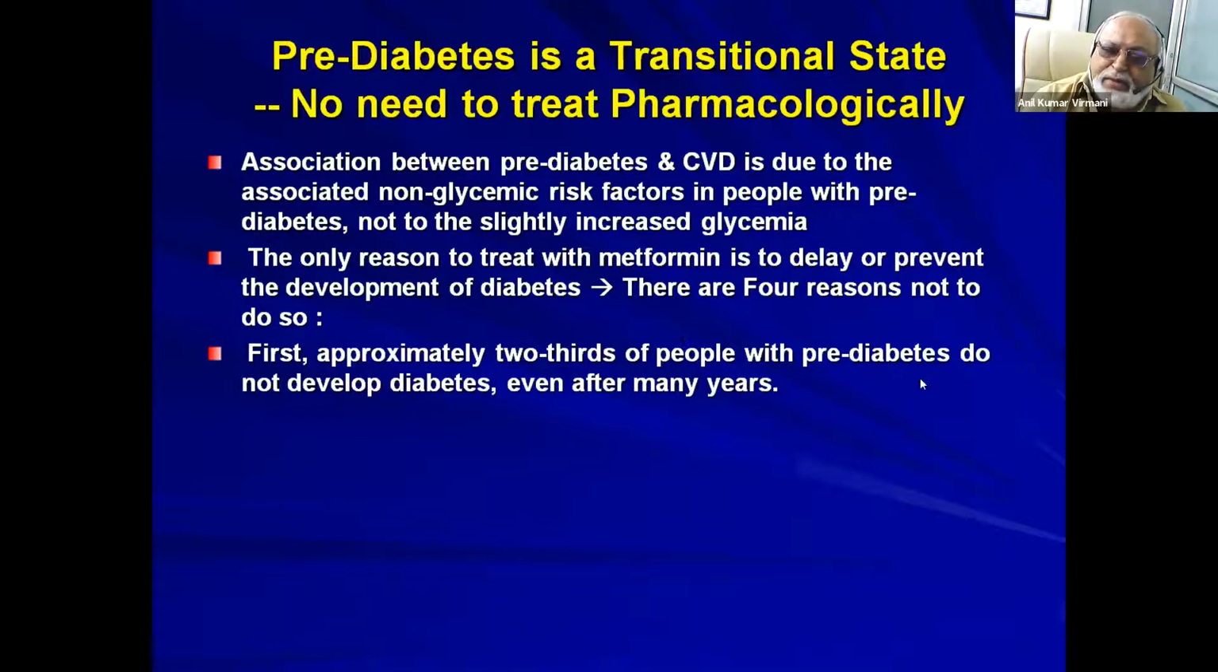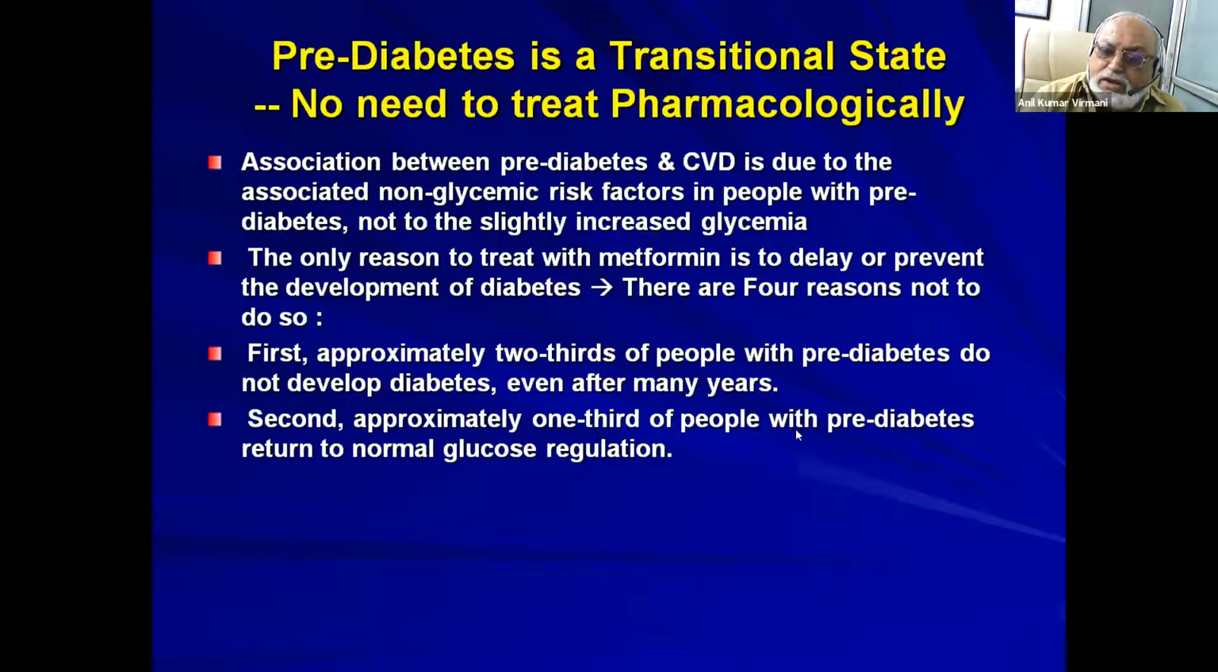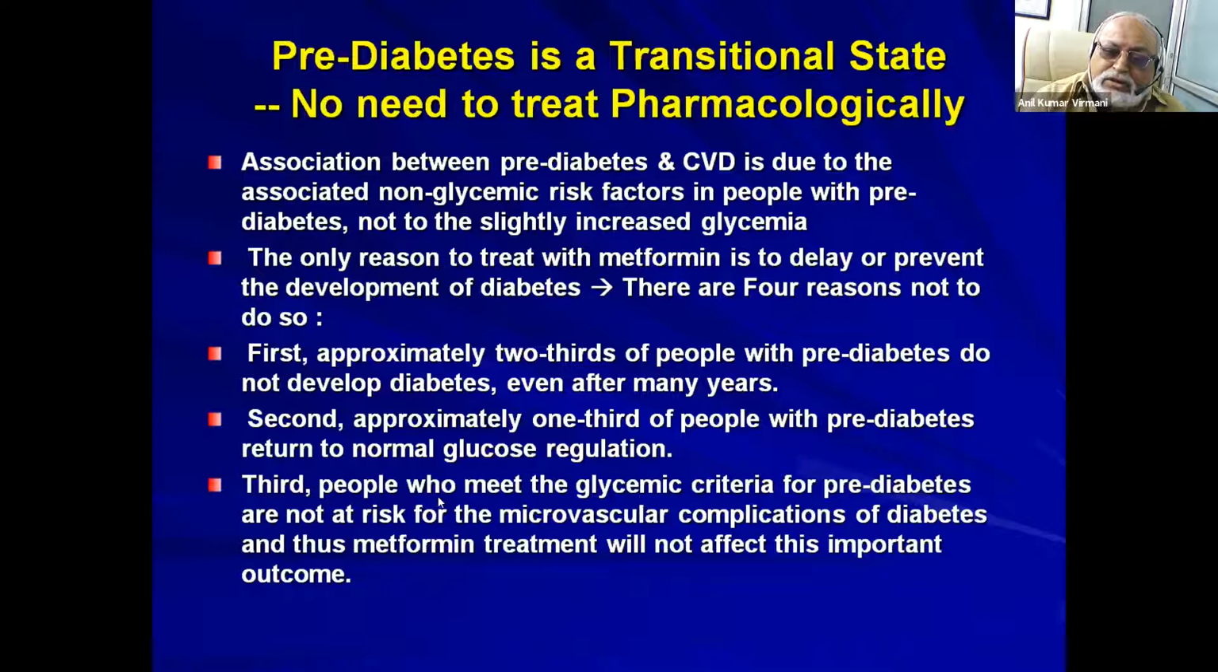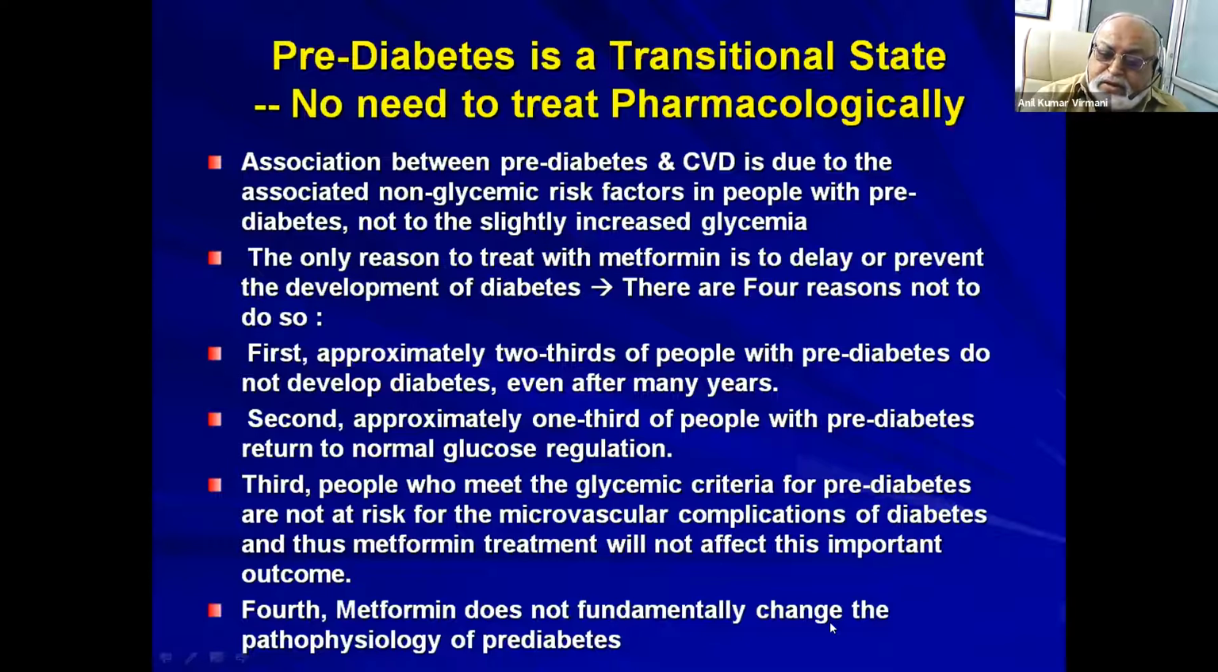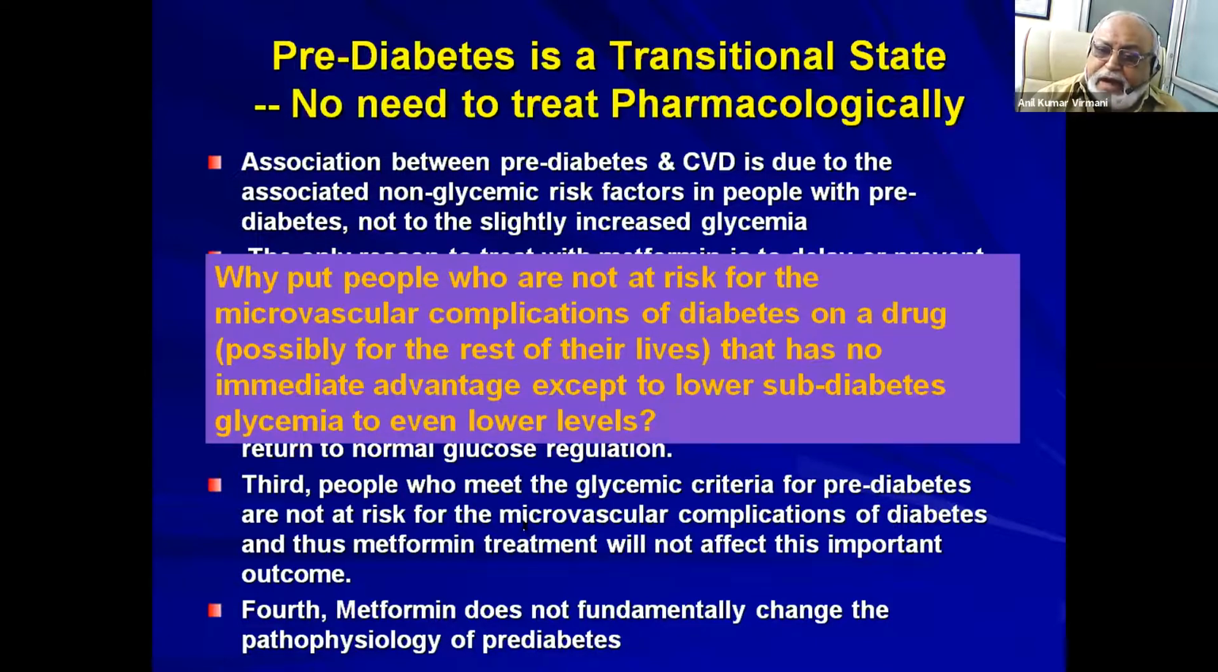Two-thirds of the people with pre-diabetes do not develop diabetes, even after many years. One-third of people with pre-diabetes return to normal glucose regulation. And people who meet the glycemic criteria for pre-diabetes are not at risk of microvascular complications. That is a school of thought. And metformin does not fundamentally change the pathophysiology of prediabetes. So they say, why give metformin unnecessarily to these patients who are not at risk of microvascular complications just to lower the sub-diabetic glycemia to even lower levels.